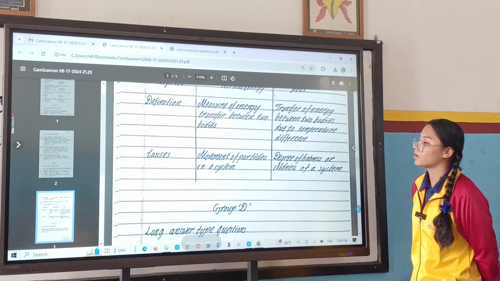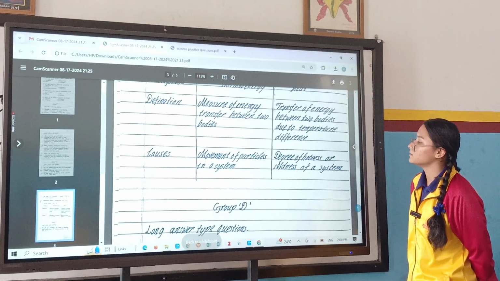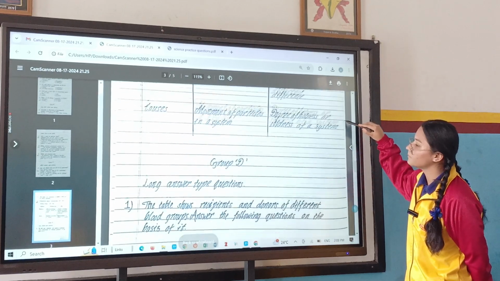Thermal energy is caused by the movement of particles in a system. Heat is caused by the degree of hotness or coldness of a system.